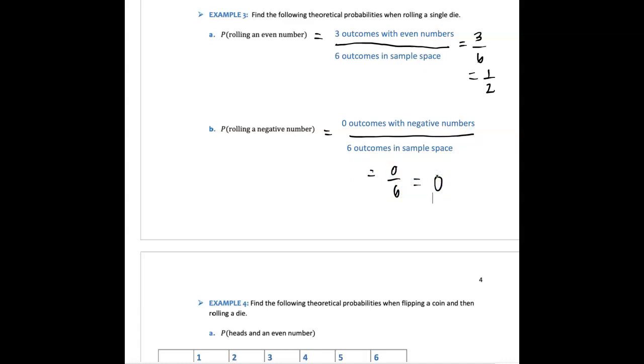So events with a 0 probability are events that will never happen, right? It will never happen when you roll a standard 6-sided die that you roll a negative number. This concludes example 3, and this concludes video 1.